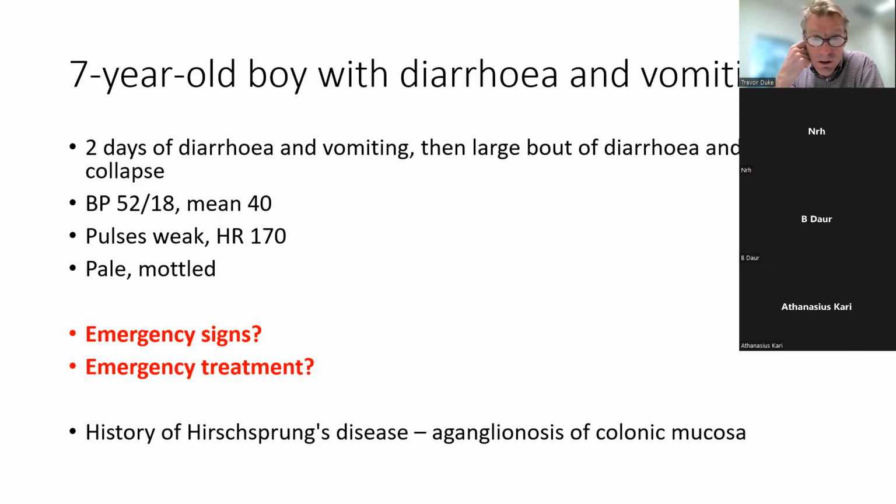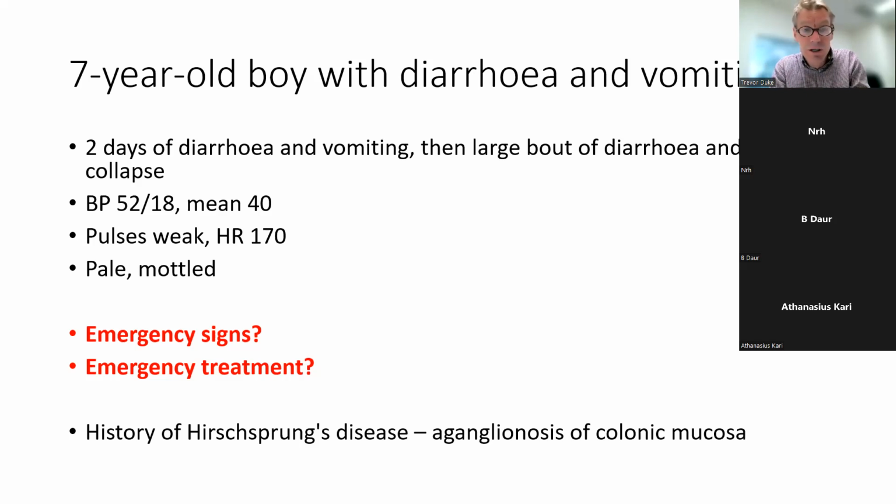What would you do, Benji? What in terms of resuscitation? What would you do? Put in a cannula and try to run some fluids. Yes. And how much fluid would you give? Just roughly speaking. 20 mils per kg. Yeah, that's right.